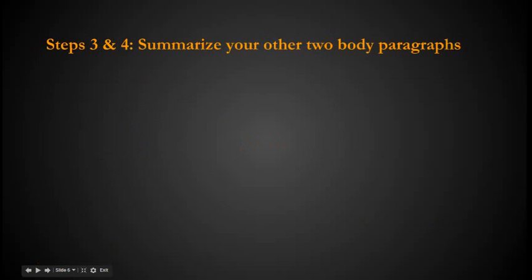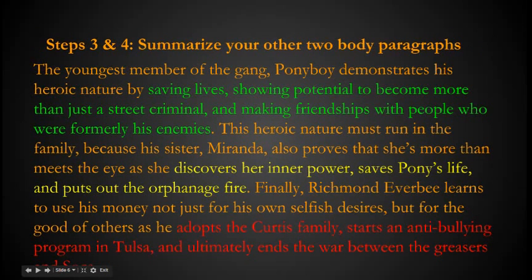In this example, it's an alternate way to do it, talking more about the kind of examples. The youngest member of the gang, Ponyboy, demonstrates his heroic nature by saving lives, an example of one heroic thing he does, showing potential to become more than just a street criminal, that's referring to his intelligence, and making friendships with people who were formerly his enemies. He makes friends with Cherry and Randy. And so this is more of an example-based summary rather than a character trait based summary. They're both perfectly fine. Just some way to sum up the whole paragraph in about a sentence.